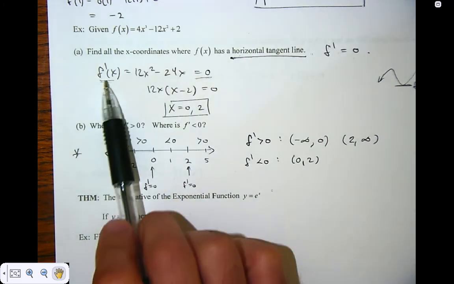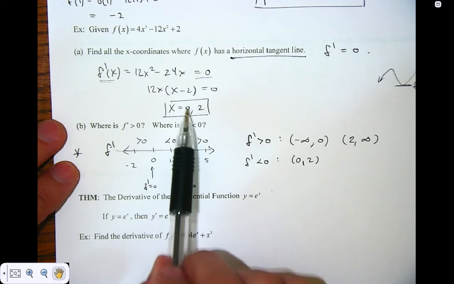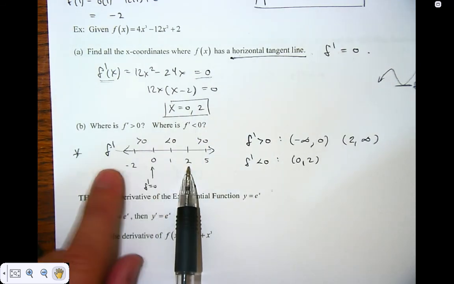You're finding where f prime equals 0. Where is the slope of the tangent line 0? It happens at these x values. So I put those on my number line, and then I analyze around it.